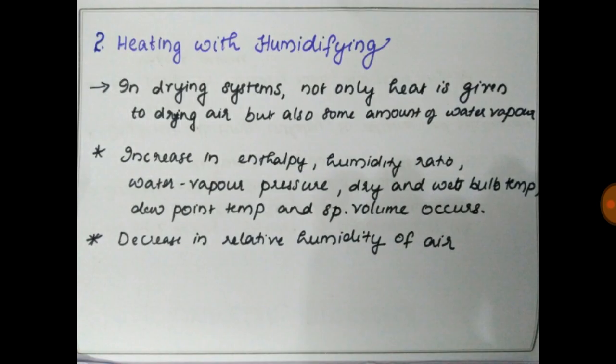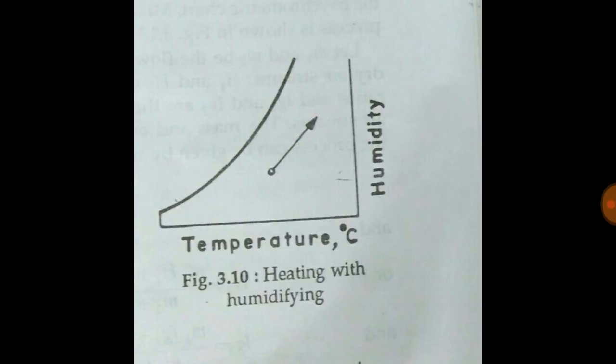The next process is heating with humidifying. In this process, usually in drying systems, not only is heat given to drying air, but also some amount of water vapor. During this process, there is an increase in enthalpy, humidity ratio, water vapor pressure, dry and wet bulb temperature, dew point temperature, and specific volume. On the other hand, there is a decrease in relative humidity of air. This process is represented as shown in the figure.